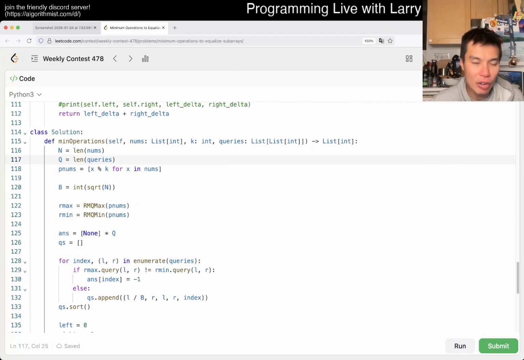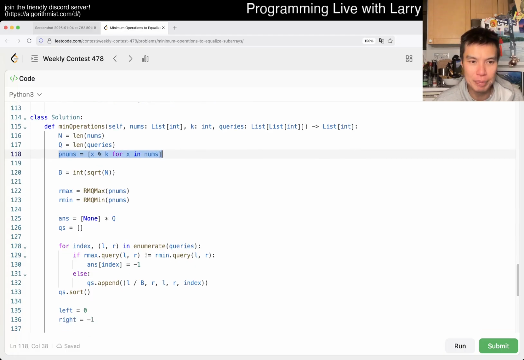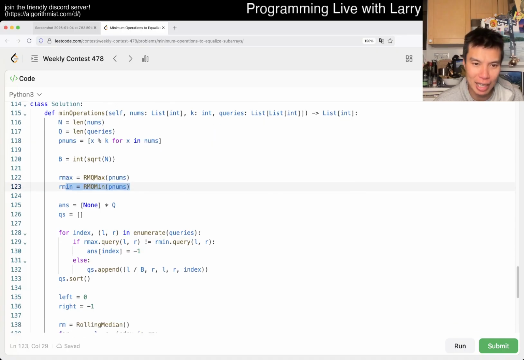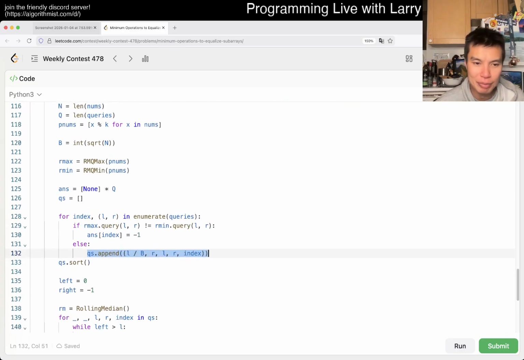Make it bigger. Okay, so we have N, we have Q. This is the X mod K thing we talked about. This is the odd even thing. This is just so that we can see if it's possible, right? And here we create both a min and a max. Then for each query, we want to filter them out. If it's not possible, we set it to -1. Otherwise, we put it in this thing. And again, this is going to be sorted by the block. Oh, did I mess this up? Maybe that's why it's too slow. This should be this.